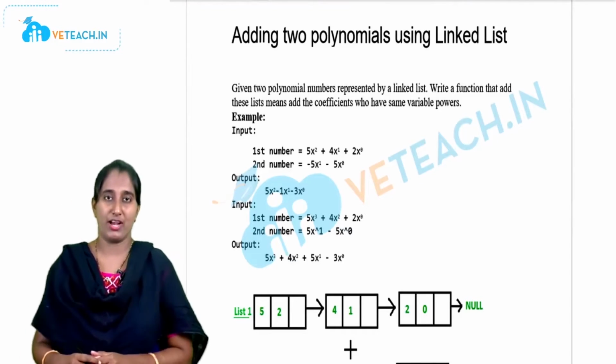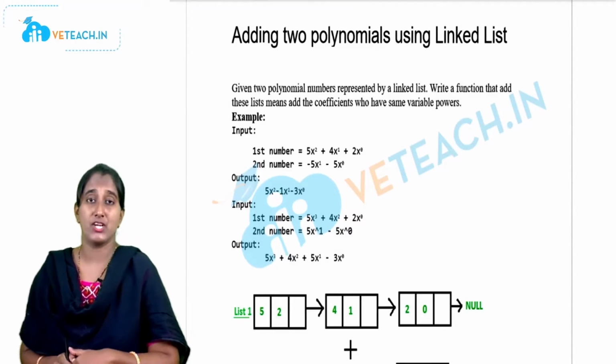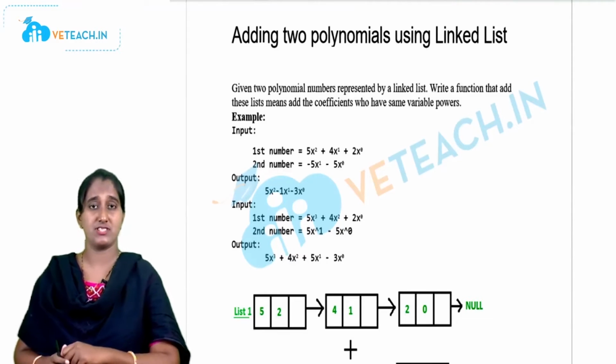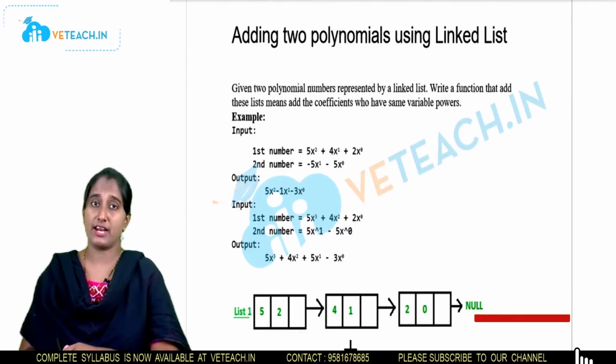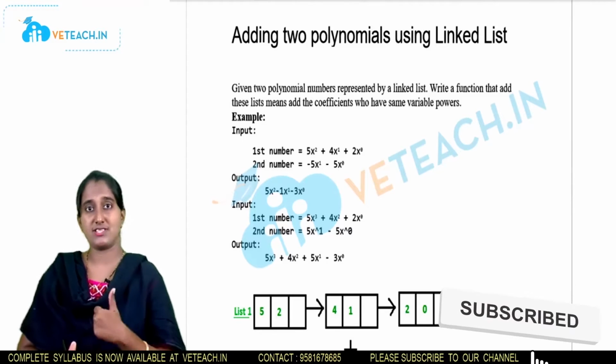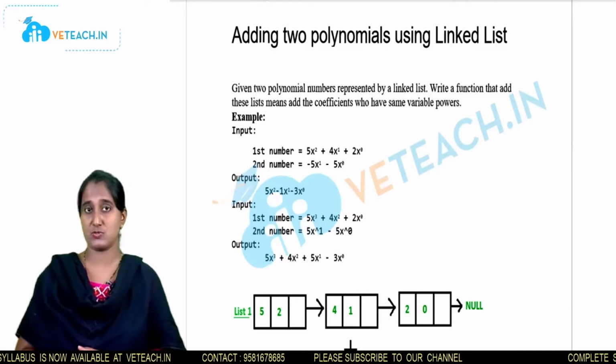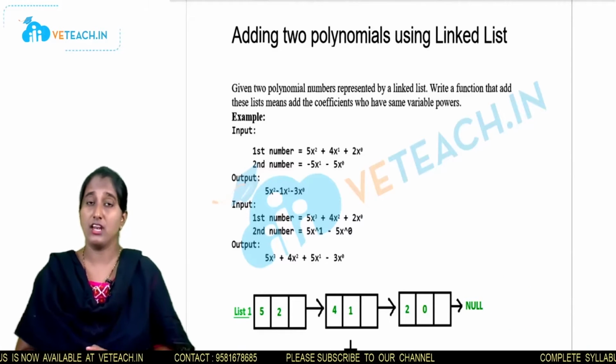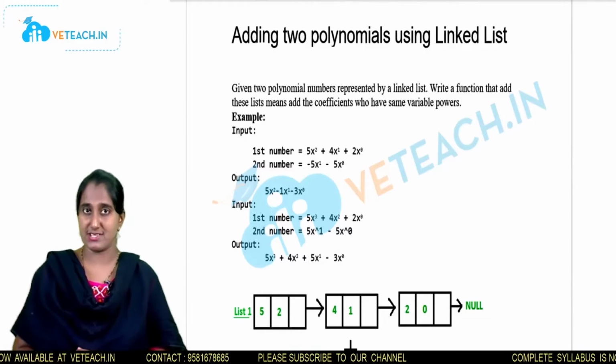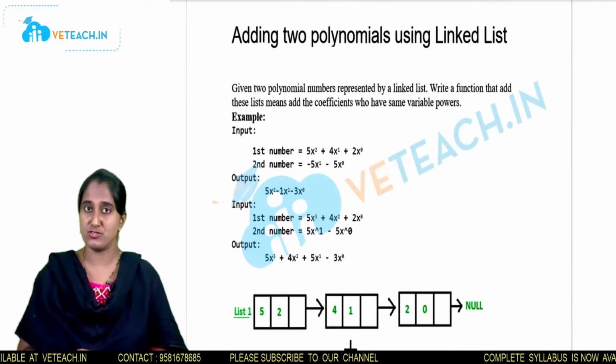Today we are going to discuss one more application of linked list. In the previous session, I discussed the applications of linked list: one is addition of polynomials and the other is sparse matrix representation. We have done sparse matrix representation, isn't it? Now it is time to discuss addition of two polynomials using linked list.